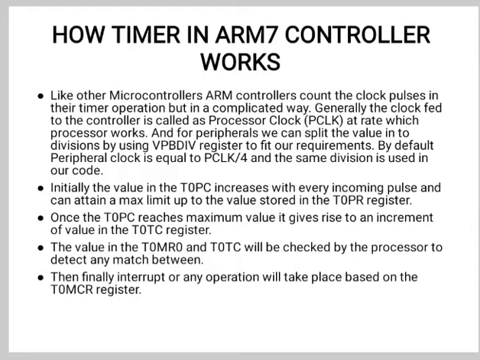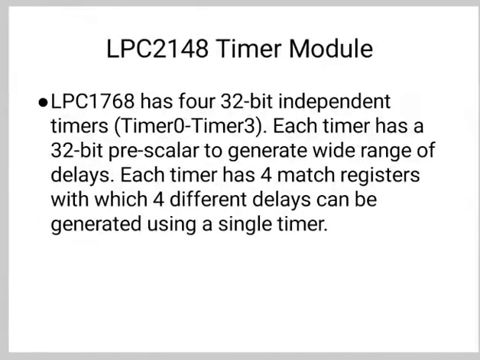Initially, the value in the T0 PC increases with every incoming pulse and can attain a maximum limit up to the value stored in the T0 PR register. Once the T0 PC register reaches the maximum value, it gives rise to an increment of the value in the T0 TC register. The values in the T0 MR0 and T0 TC register will be checked by the processor to detect any match between them, and then finally an interrupt or any operation will take place based on the T0 MCR register.